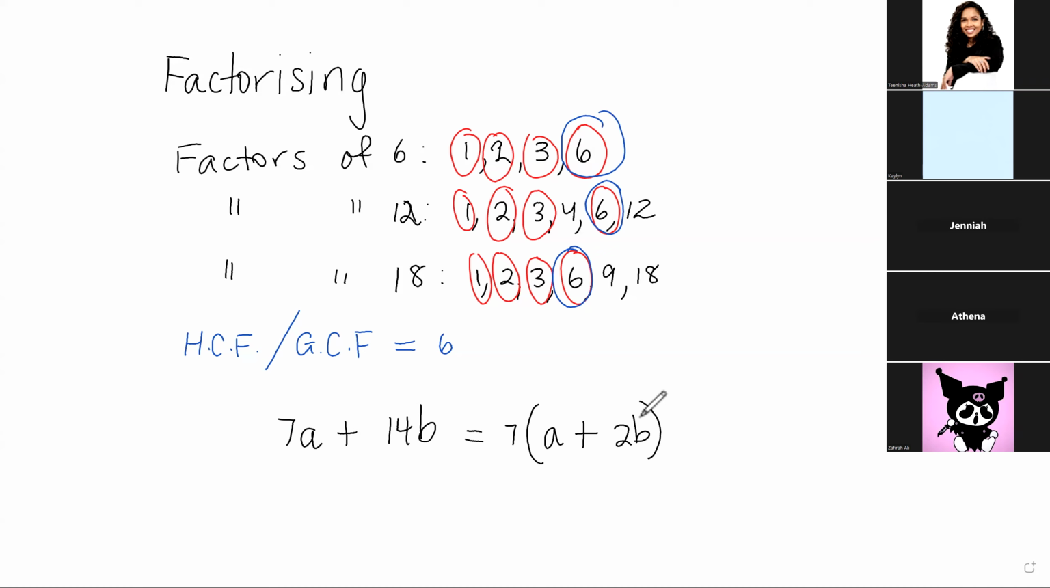And you already know how to expand the brackets, right? Using the distributive law. 7 times a is 7a, and 7 times 2b is 14b. So you see how I get the same thing that I started with? That's how you know that you have factorized correctly. Once you expand these brackets and you get back the same algebraic expression, then you have factorized correctly. All right. Now, just something to note, when you are factorizing, try to use the highest common factor, and I'll show you why. So let's say we have an example.